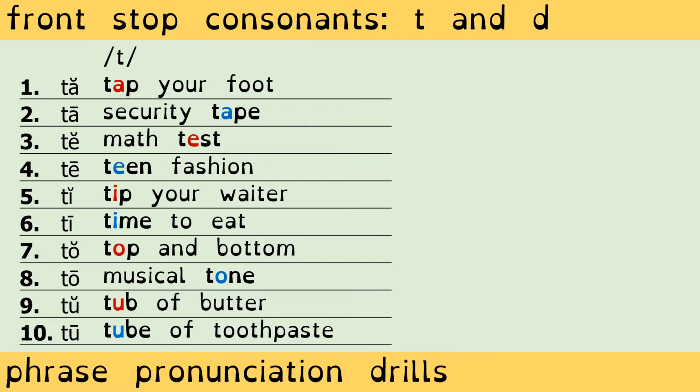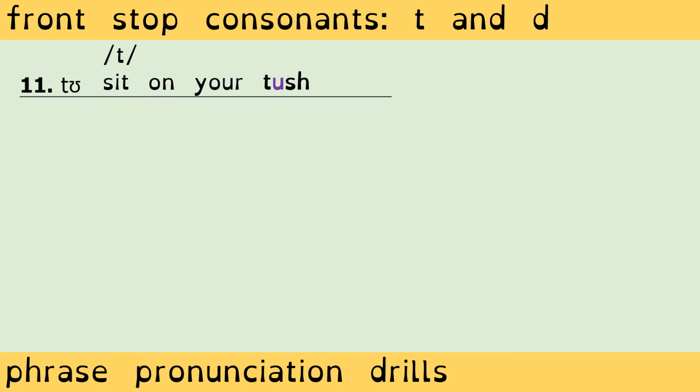Here I go. One, ta, tap your foot. Two, te, security tape. Three, te, math test. Four, t, teen fashion. Five, te, tip your waiter. Six, tie, time to eat. Seven, ta, top and bottom. Eight, toe, musical tone. Nine, ta, tub of butter. Ten, two, tube of toothpaste. Eleven, t, sit on your tush.